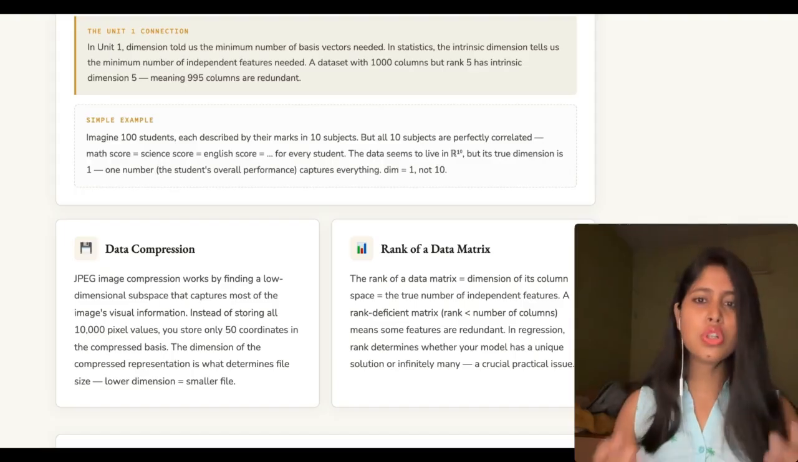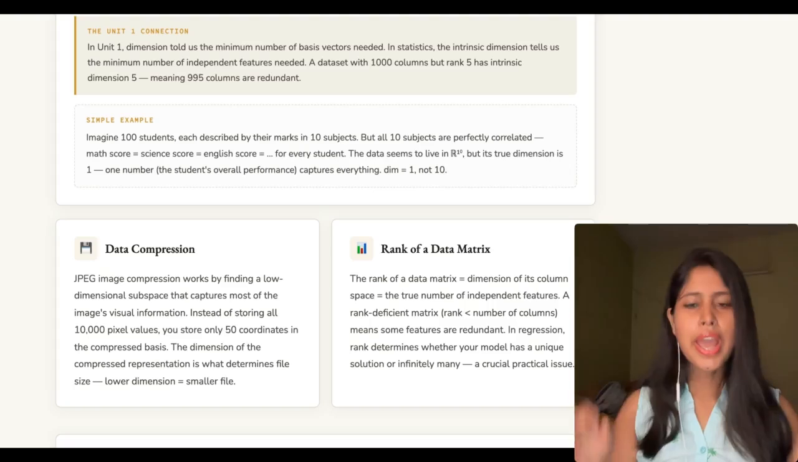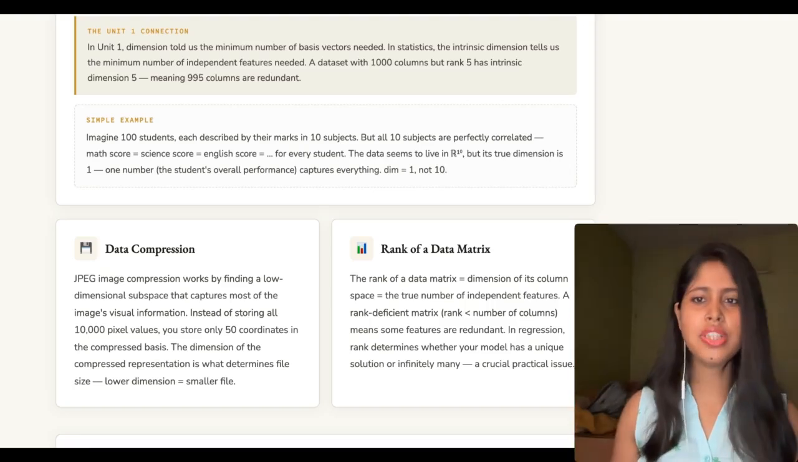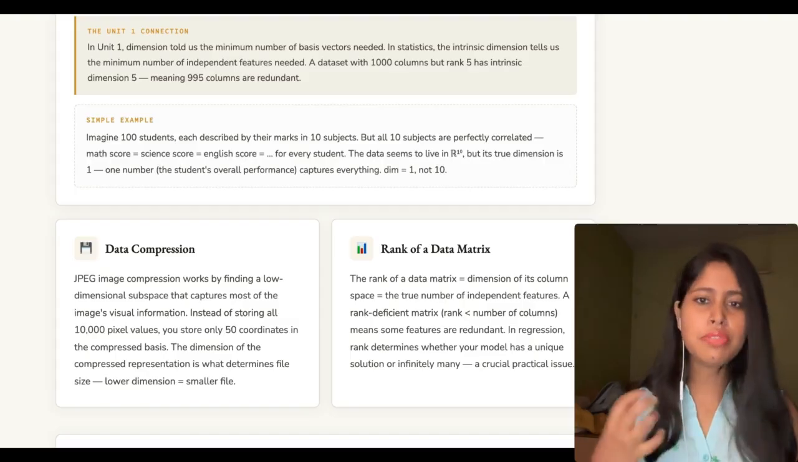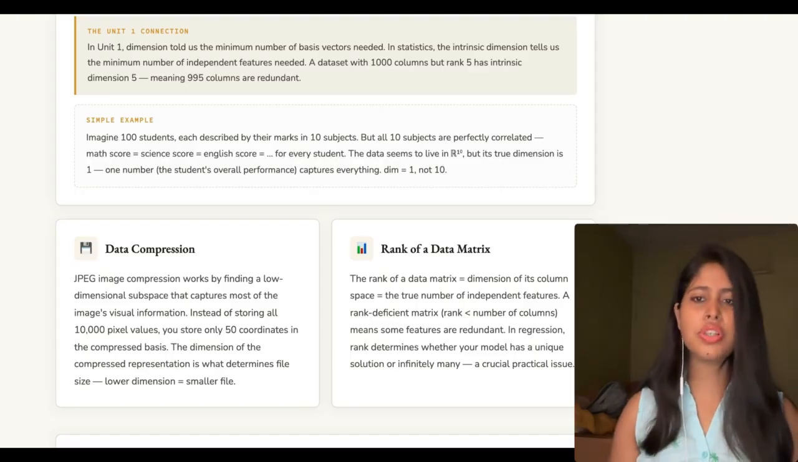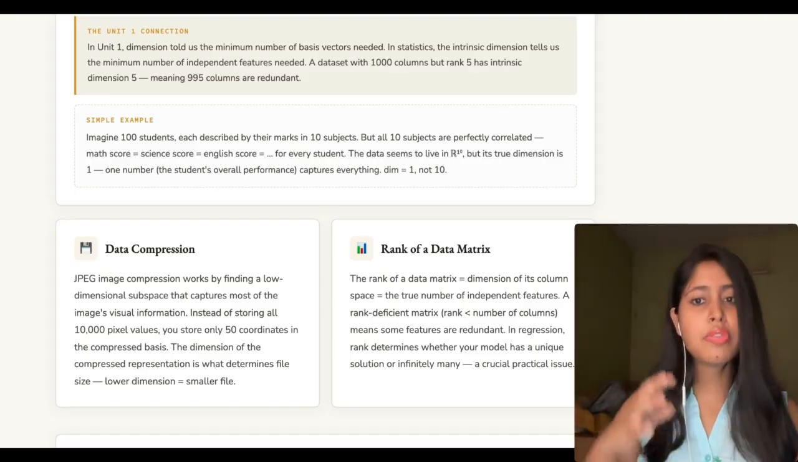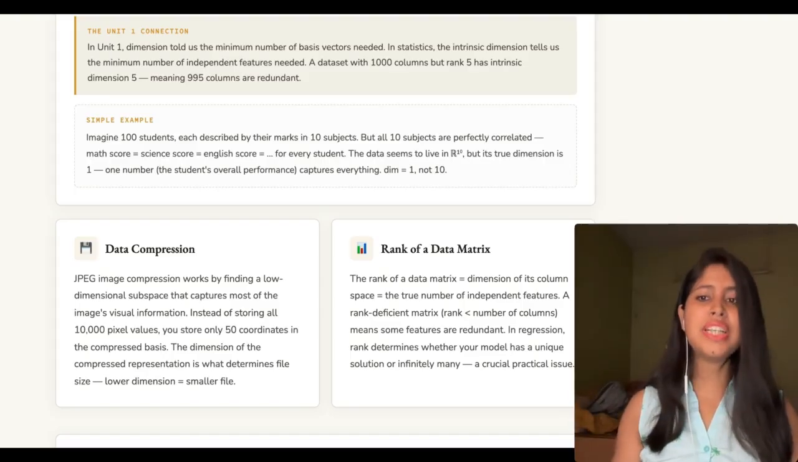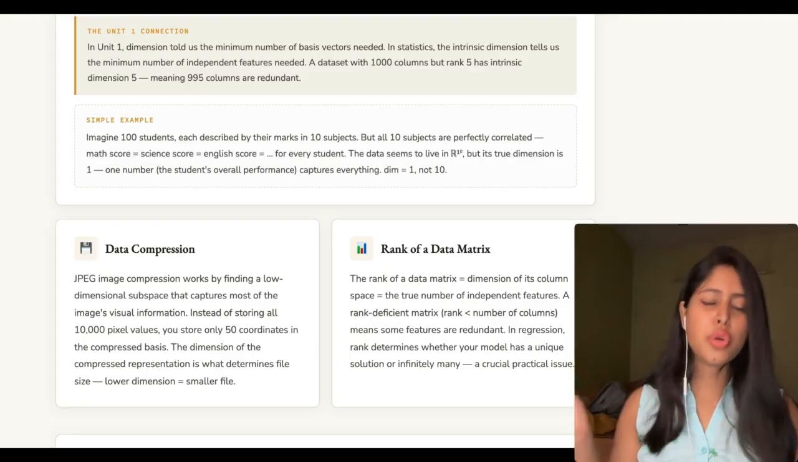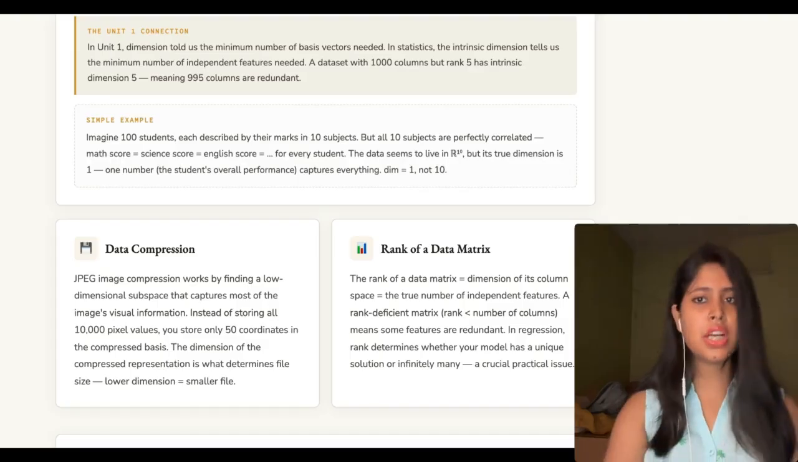Now, dimension also connects directly to a problem called overfitting in machine learning. If your model has too many parameters, which is basically too high a dimension, relative to the number of data points you have, it will memorize your training data instead of learning the true underlying pattern. The classic rule is you need at least 10 data points per dimension of your model. So if you have a 50 dimensional feature space, you need at least 500 data points for a reliable model. Okay.